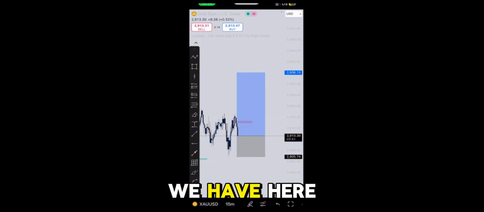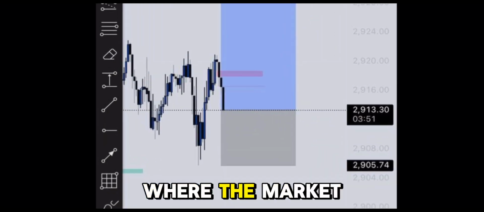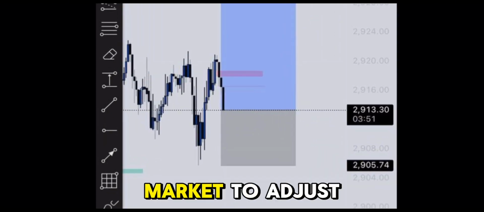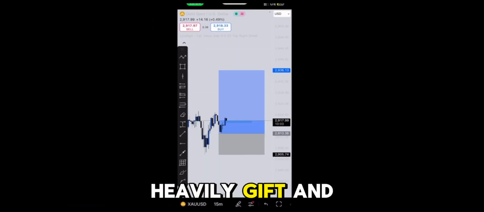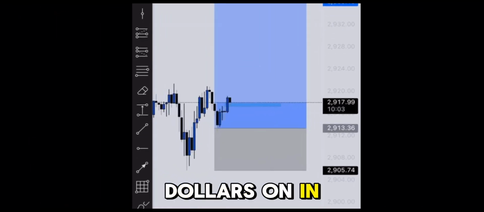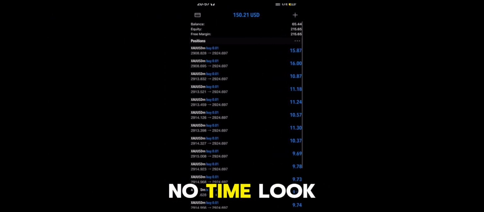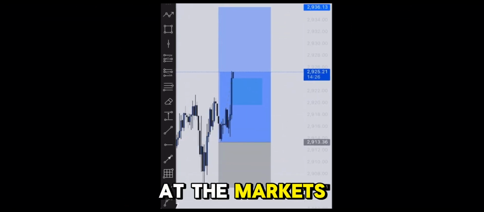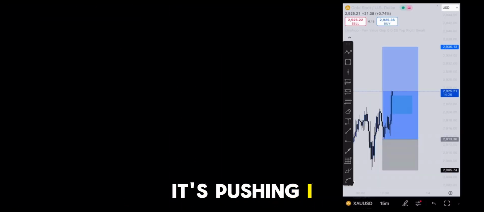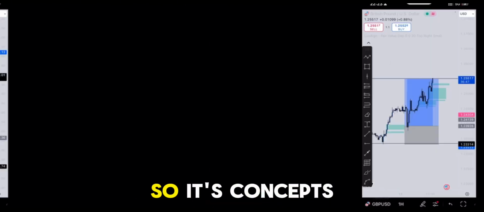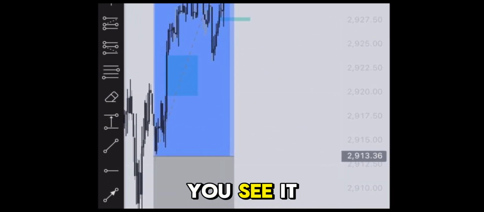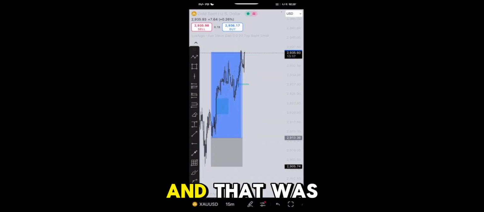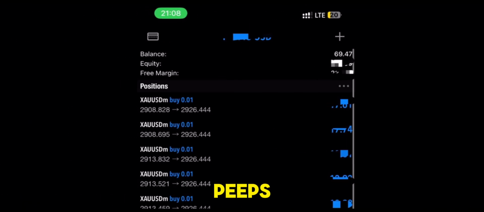The example that we have here, if you go to the lower time frame, you see where the market structure shifted. So I was waiting for the market to retrace into the fair value gap, and in this scenario, look, we retraced into the fair value gap, and the market actually tapped our zone and we started going higher. And in no time, look at the market, it's pushing higher and it's going for the full take profit. So it's concepts like this that we actually trade with. Another example, that's the same trade. You see it actually went for the full take profit, and that was more than 200 pips.